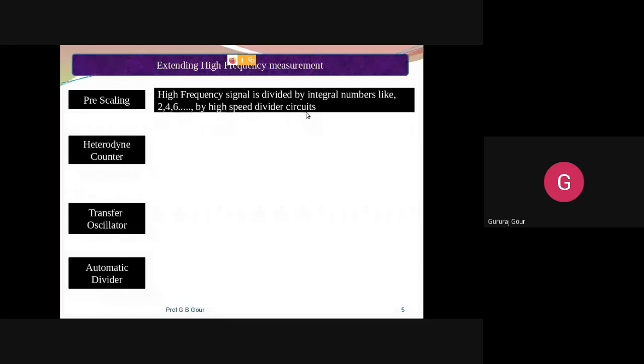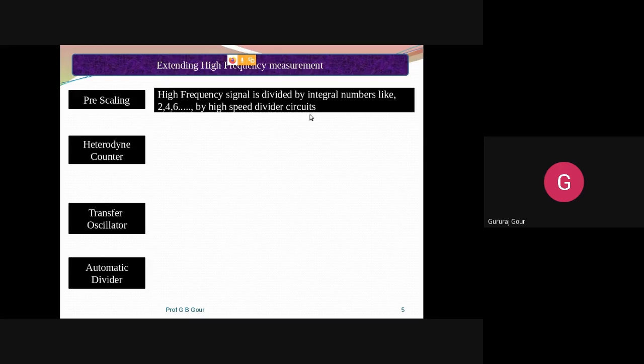The crystal oscillator will go on generating 1 second, 100 microsecond, 50 microsecond, like that. Different time scales of the time-base selector are generated by using divide by 10 decade counters.